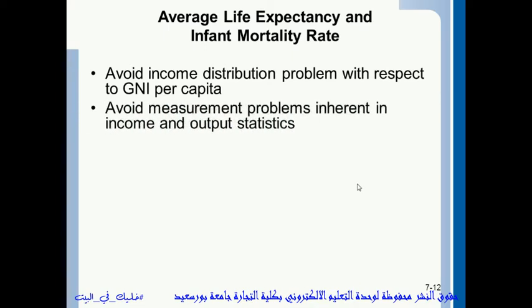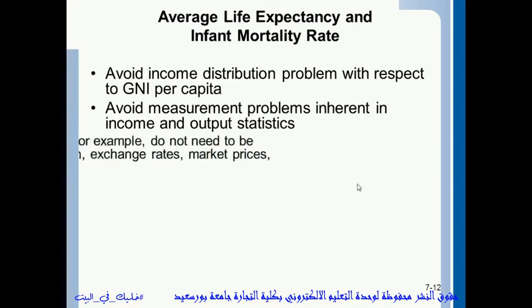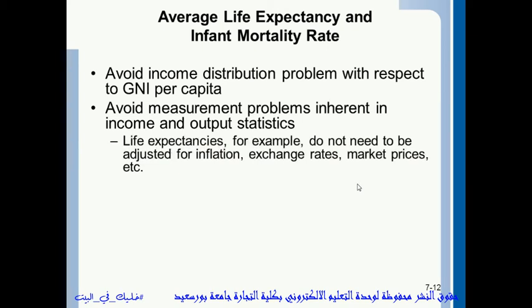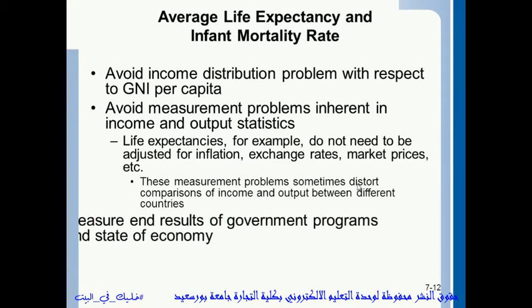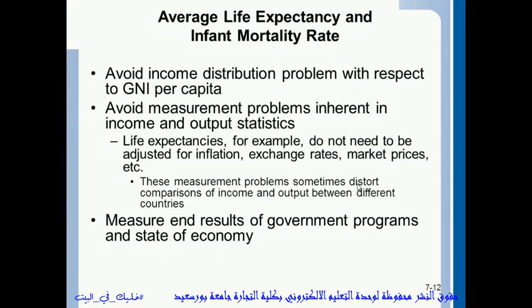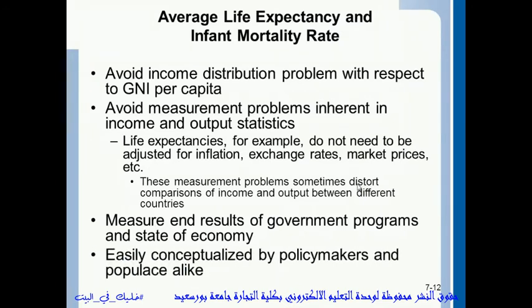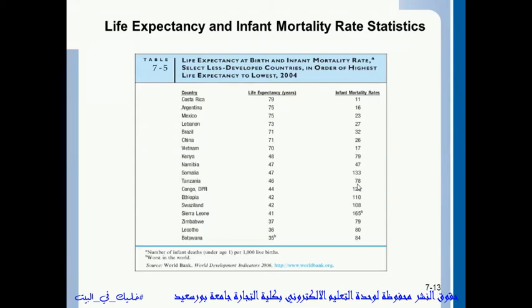It avoids the measurement problems inherent in income and output statistics. Life expectancies, for example, don't need to be adjusted for inflation, exchange rates, or market prices. This measurement problem sometimes distorts comparison of income and output between different countries. They measure the end result of governmental programs and the state of the economy, and are easily conceptualized by policymakers and the populace alike. Life expectancy and infant mortality rate statistics for some countries are available in table 7.5.